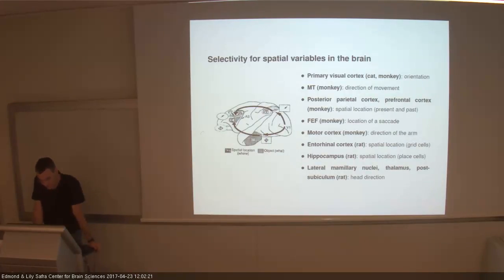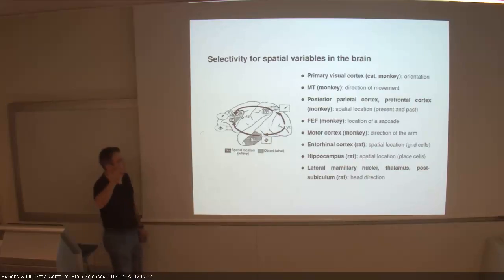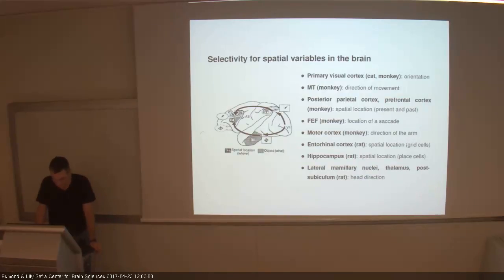We have orientation selectivity in the primary visual cortex. We have selectivity for direction of movement in area MT. There is representation of spatial location in different brain regions. There is a representation of where the animal would make a saccade in the frontal eye field. When the monkey is trained to make a movement in one of 8 directions, we find neurons that are selective to the direction of motion.